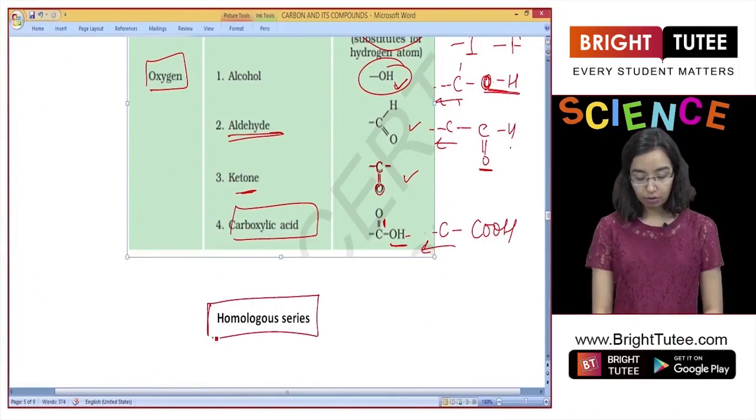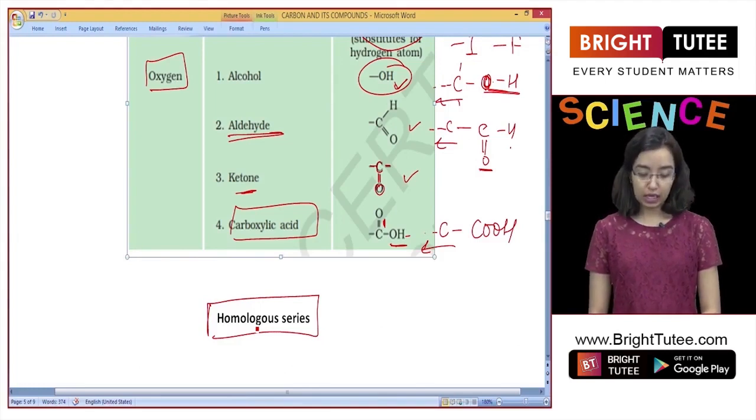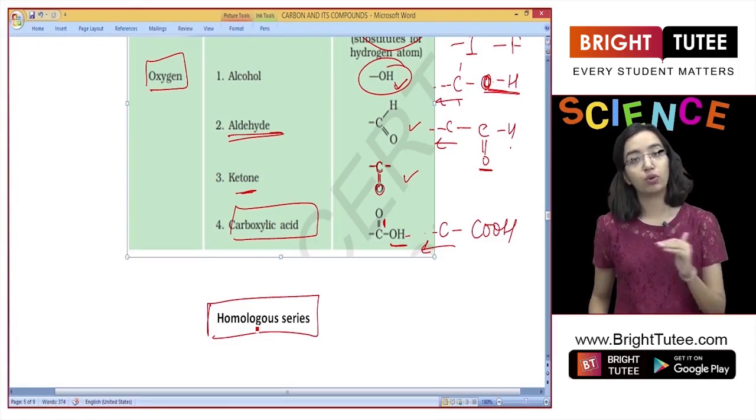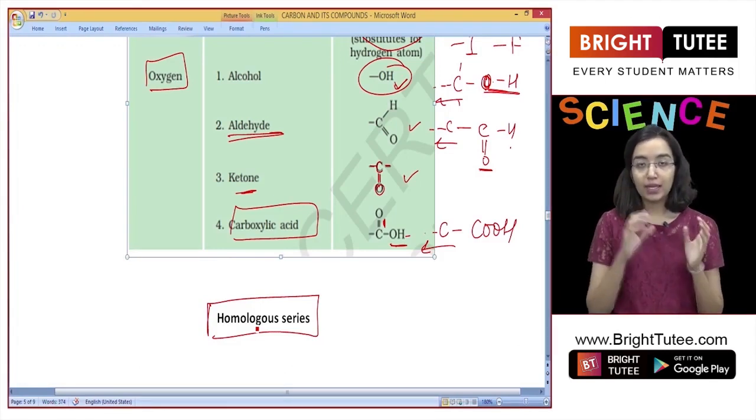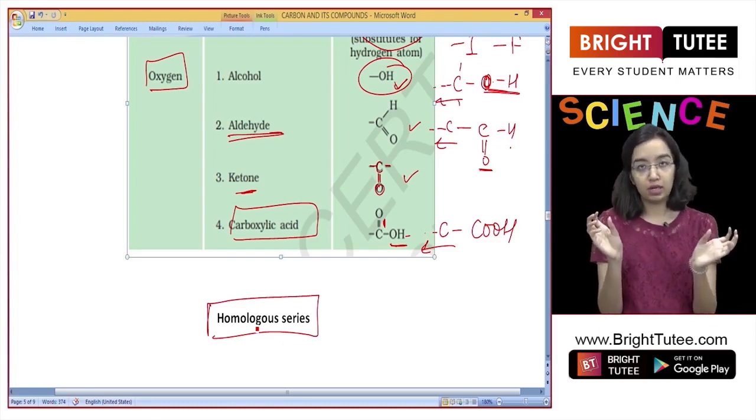Now, based on the number of carbon atoms that can be attached before the functional group, we study the homologous series. Now, homo means same. So, homologous series means series which look the same. That is to mention that series in which the functional group is same, but the number of carbon atoms vary.